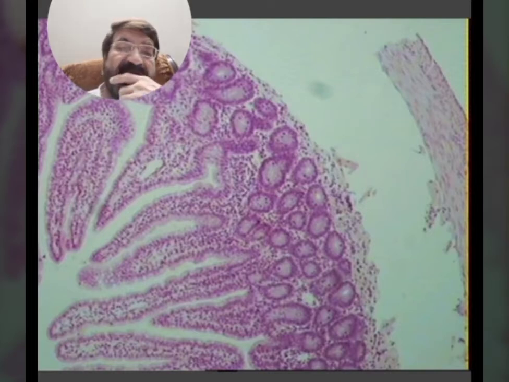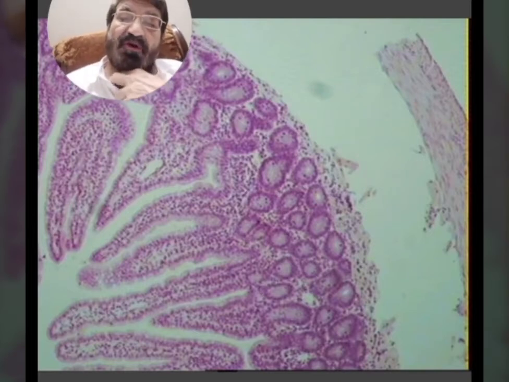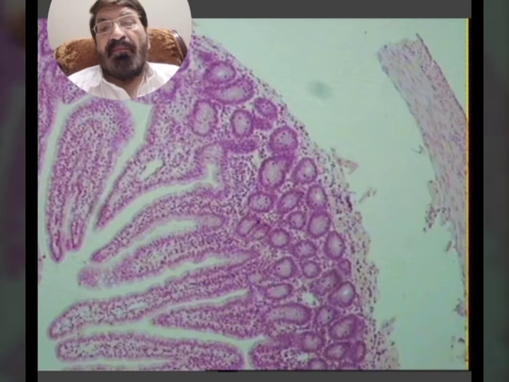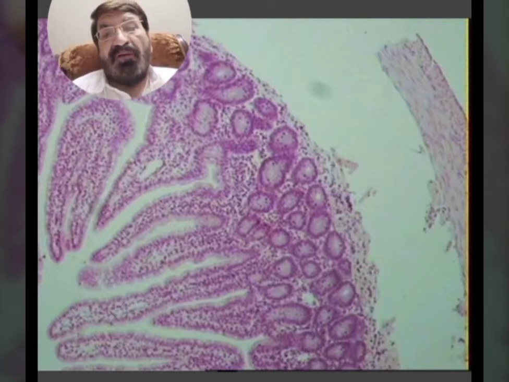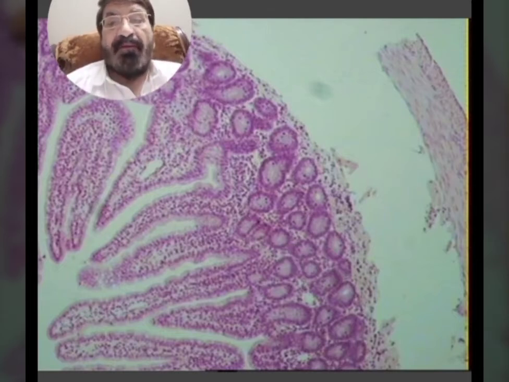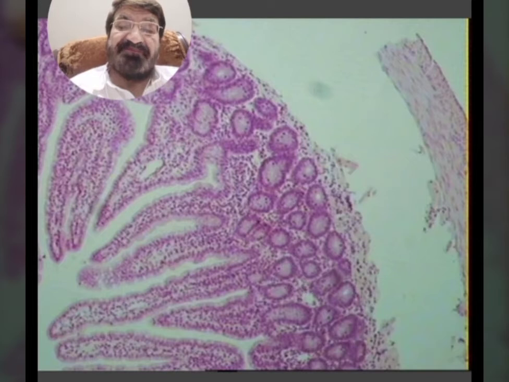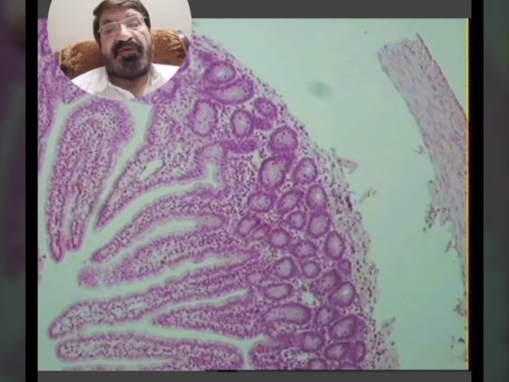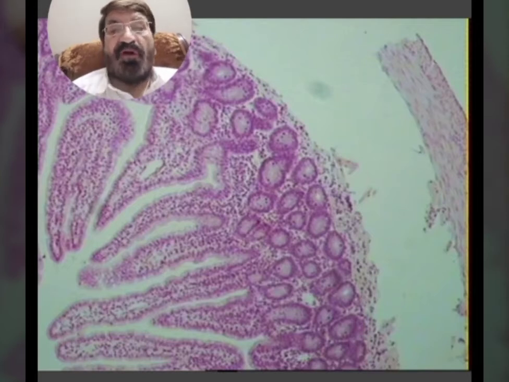And now this is the microscopic picture of the jejunum. You can see very long finger-like projections. These are the villi of the jejunum, and in the jejunum there are no Brunner's glands. These are the intestinal glands, and nothing in the submucosa. This is the submucosa, and this is the muscularis externa, inner circular, outer longitudinal, and serosa. So all the 4 layers you can see.